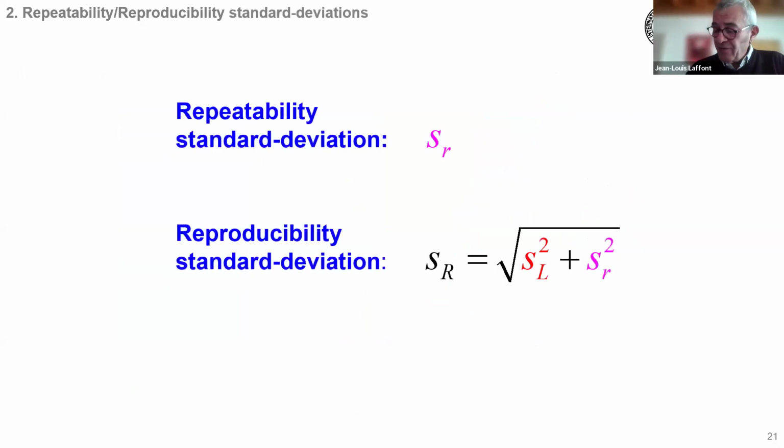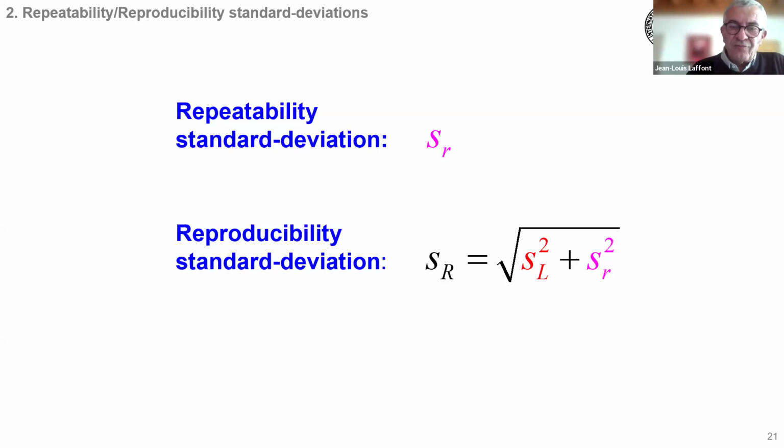Okay, so now we have everything to derive the repeatability standard deviation and the reproducibility standard deviation. The repeatability standard deviation is the intralaboratory standard deviation. And the reproducibility standard deviation is a function of the interlaboratory variance and the intralaboratory variance, or repeatability variance. Okay, so this is how repeatability and reproducibility standard deviations are defined.